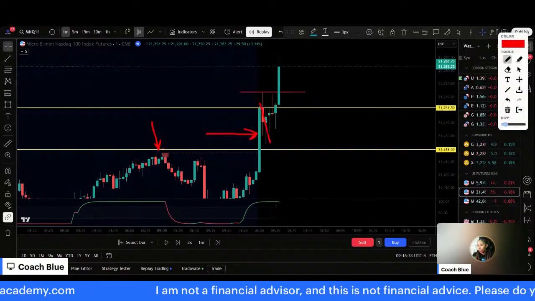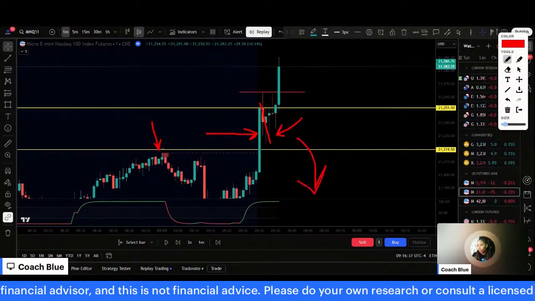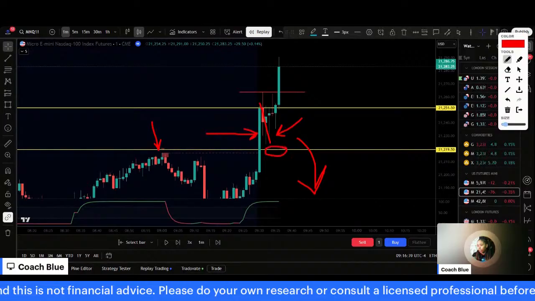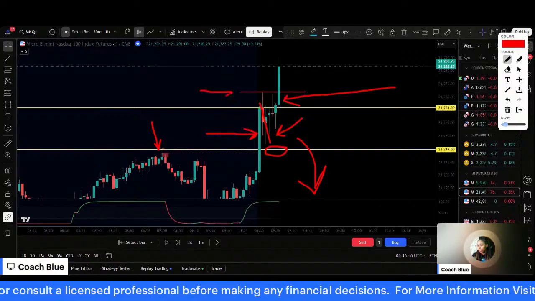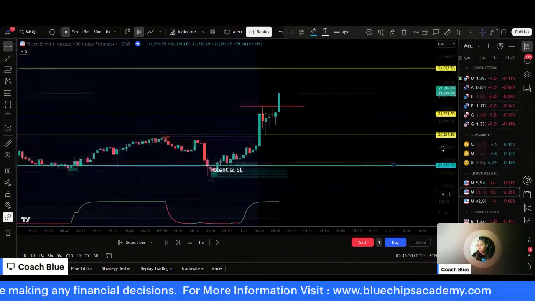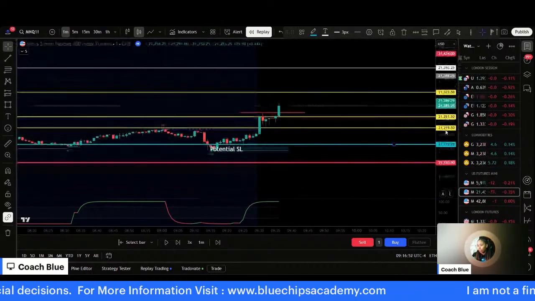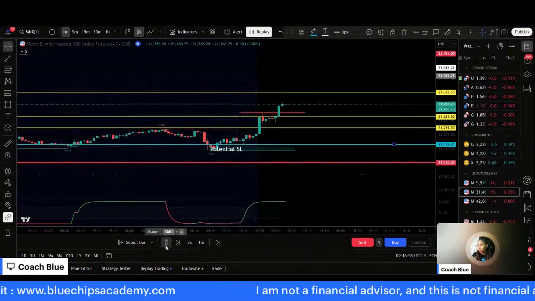We had a pullback, but it never came all the way down here. Okay, so it stayed in this area. And then we got a strong continuation candle that broke past this level right here. And now you'll see for the rest of the day, NAS just continued to move to the upside.